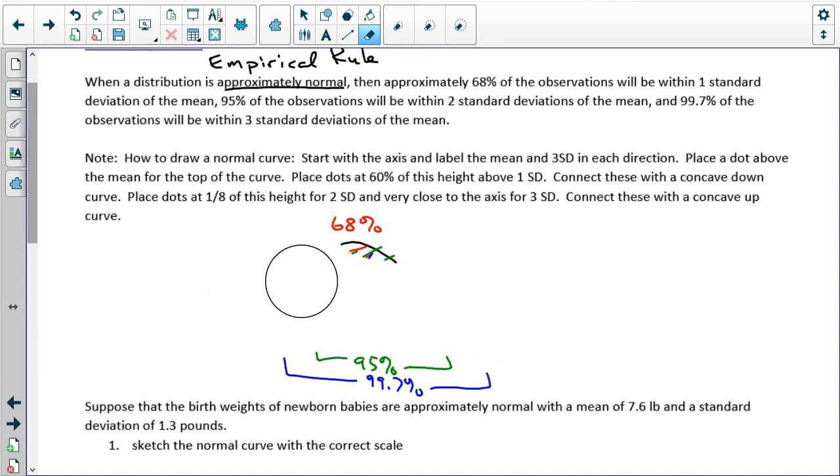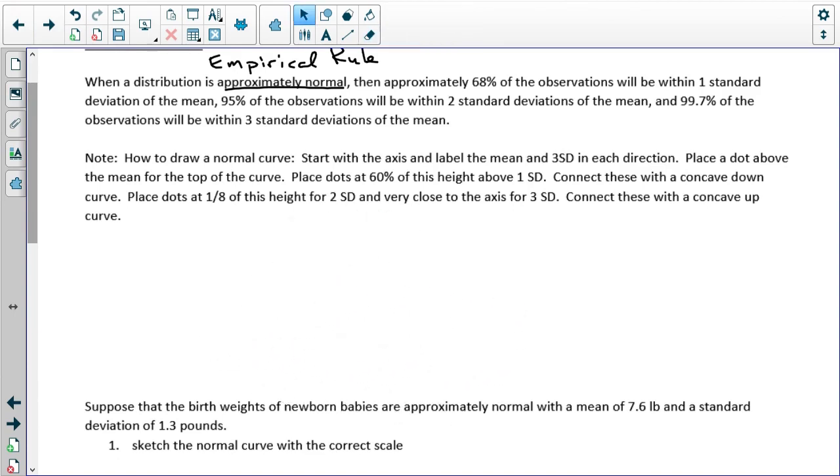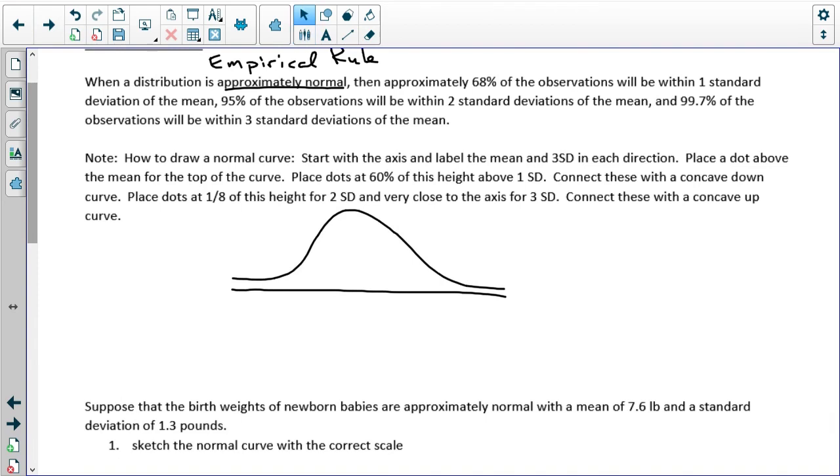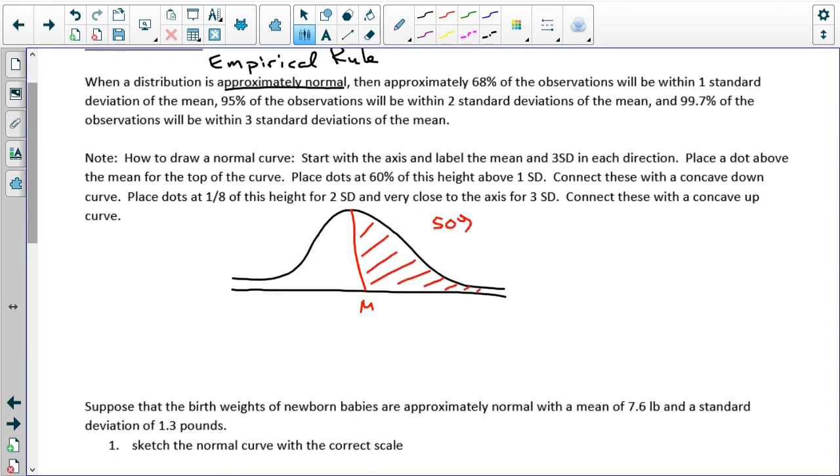And so now let's do some quick calculations. Since we know that things are symmetric, if I'm looking at a normal curve and I want to find the probability that something is greater than the mean, I know that something being greater than the mean occurs 50% of the time. What if I have something that is greater than 1 standard deviation away from the mean? So what's the probability that something would be greater than 1 standard deviation away from the mean?